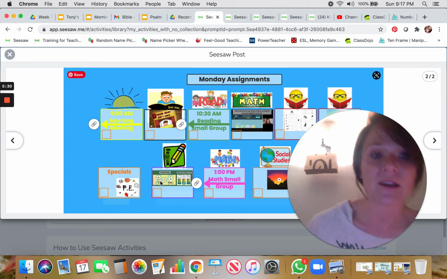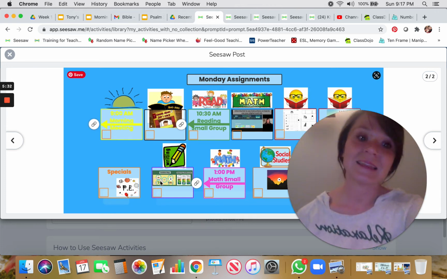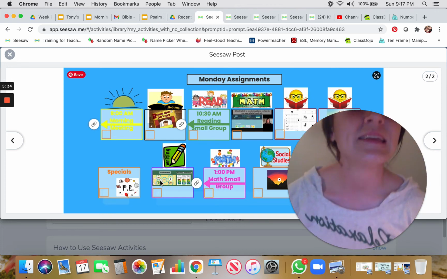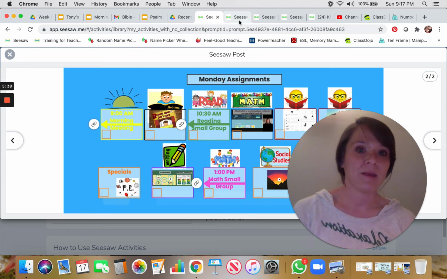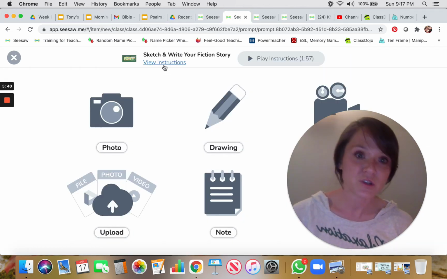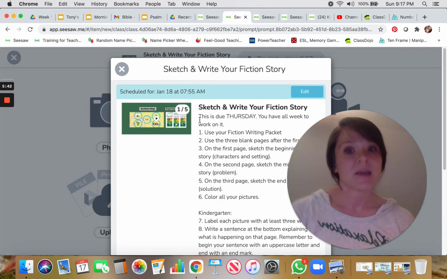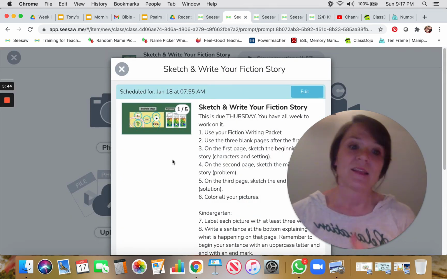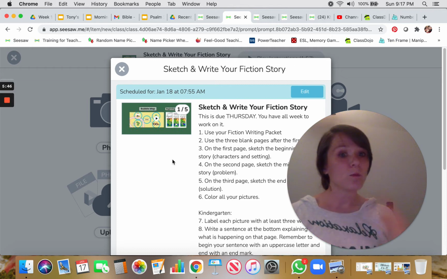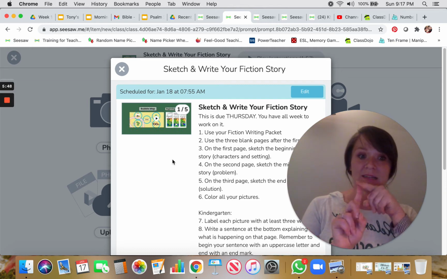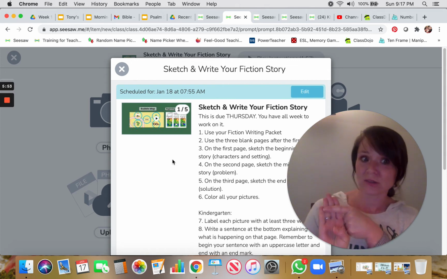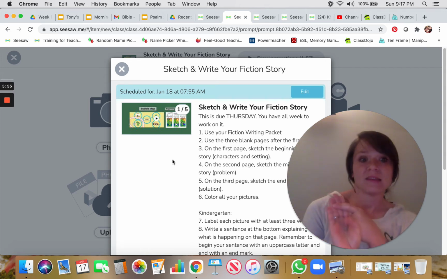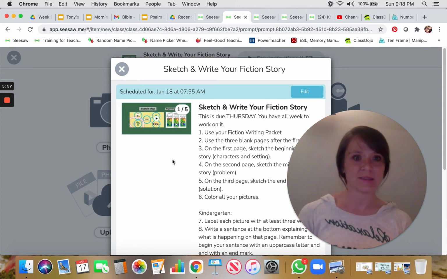Remember that we started a project last week where we decided some ideas about our fiction story, and then we thought of what would be the beginning, middle, and end of our fiction story. Today, friends, we're going to start a project that we're going to work on all week, okay? So you're going to work on it today, Tuesday, Wednesday, and Thursday. On Thursday, you need to take a picture of your work and put it on Seesaw.